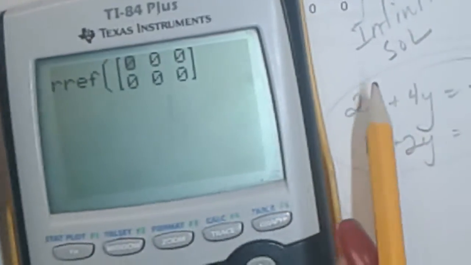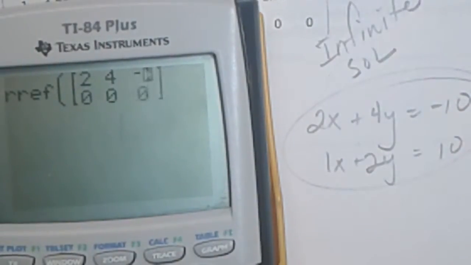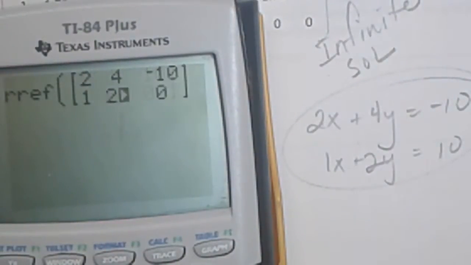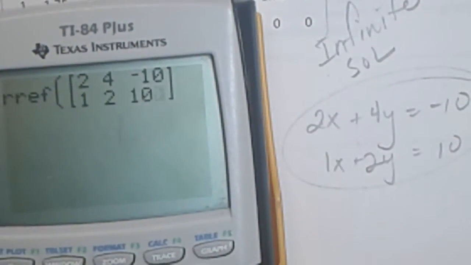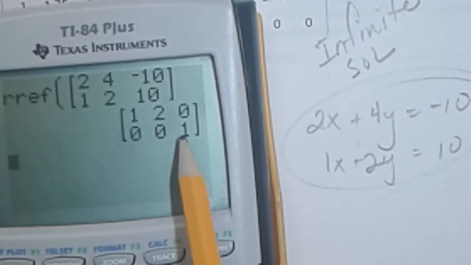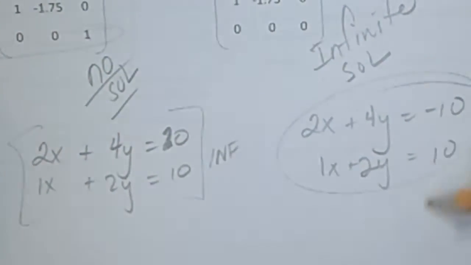So 2, 4, negative 10. 2 over 4 over negative 10. Come down. 1 over 2 over 10, and we press enter. I have 0, 0, 1 at the bottom. So that means no solution.